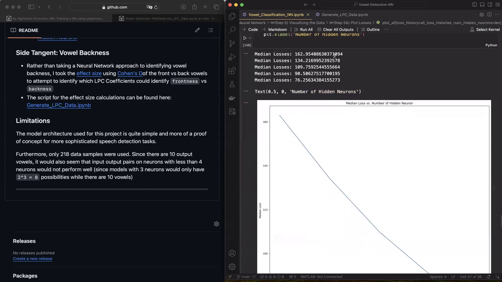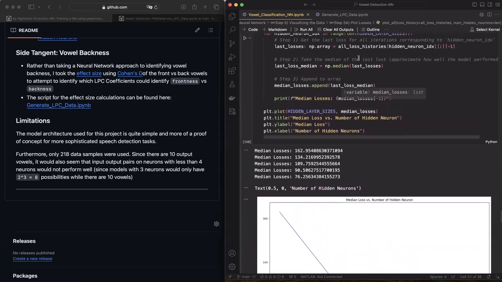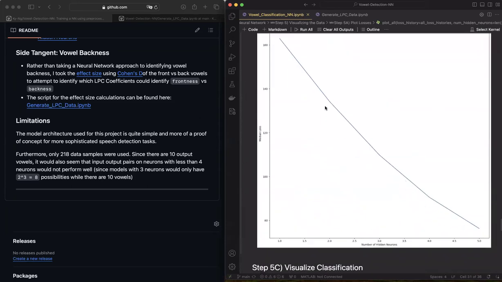Over here, we've plotted the median loss at the very end. So the median loss is the very end loss. And it seems that over here, we're actually doing a lot better. However, it does seem that we are getting some diminishing returns as we increase the number of hidden layers, or the hidden neurons in each layer.